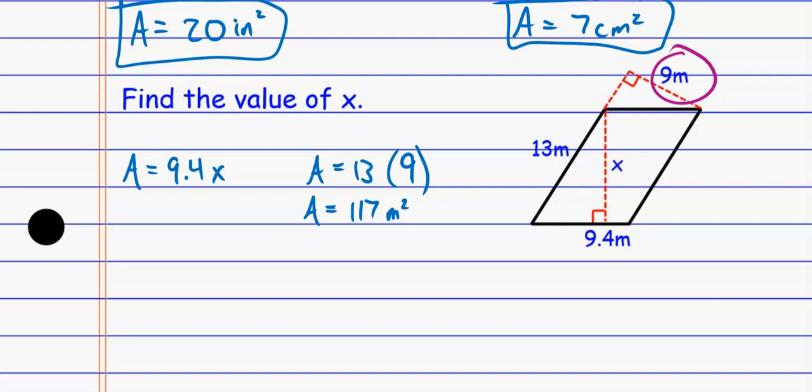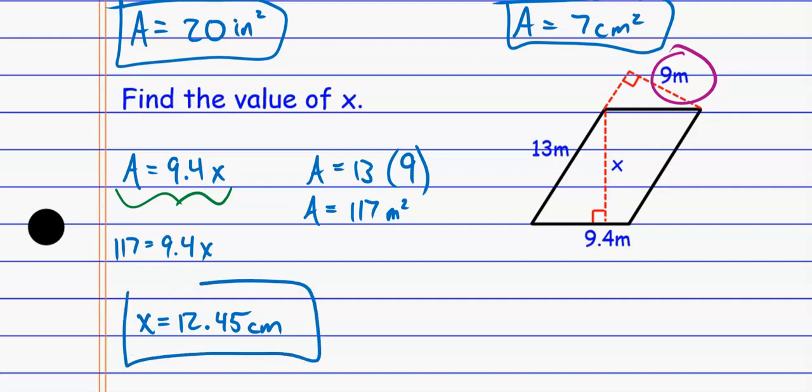Well, back over here, if I look at this equation, now I know the area of the parallelogram. It's still the same parallelogram, so this should give me the same area. So 117 equals the 9.4 times x. I can solve this for x. Now I divide each side by the 9.4, and that gives me approximately 12.45. And that's going to be in centimeters, okay? So again, I used a different height and base to come up with the area of this thing, and then worked backwards to find the value of x, okay?